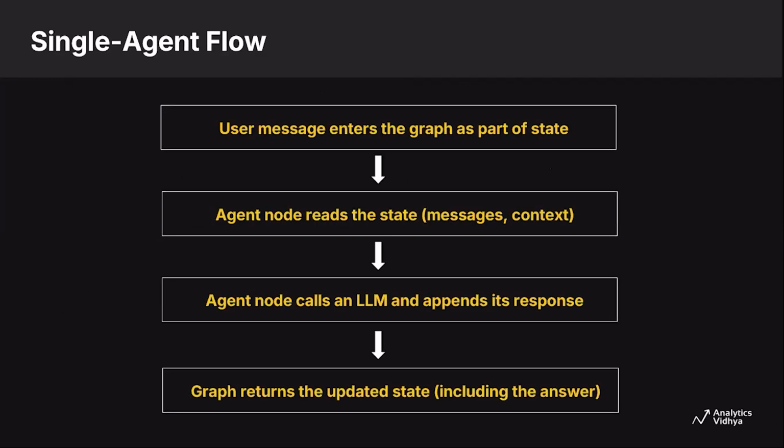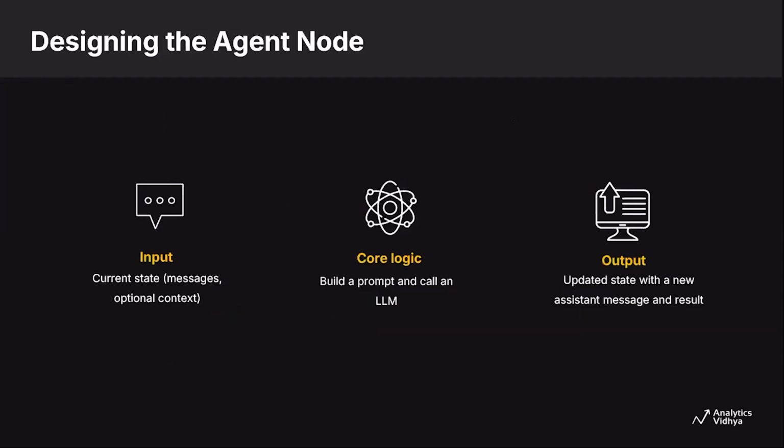So a single agent workflow will look something like this. The user will enter the graph as a part of the state. Whatever the user message is, we are going to incorporate that into our state and let that state flow into the successor node. The successor node will be an agent node, which will read the message and the corresponding context of the message, which includes the instructions and such. The agent node will then call the LLM and append its response into our state. The graph will then return the updated state, including the answer from the model. That's how a simple agent workflow is going to behave.